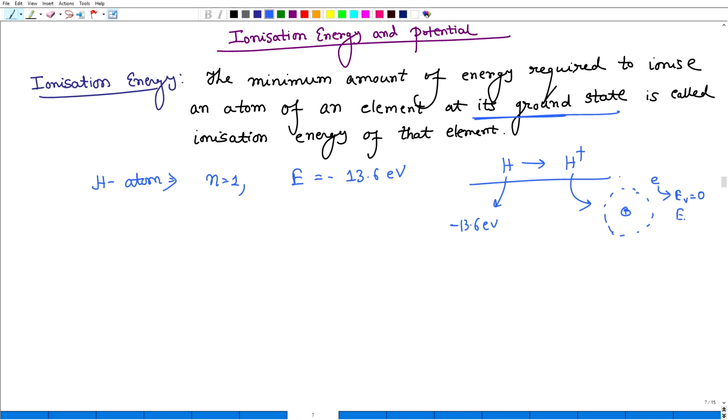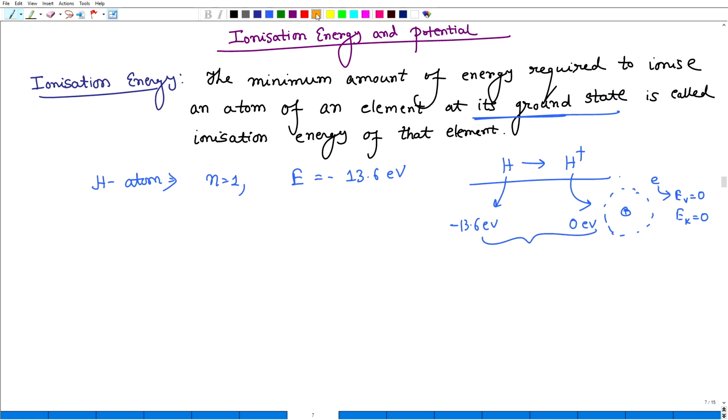Okay, so it should be out of the field of the nucleus. So in that case, just the electron is there. The electron does not have any kinetic energy, meaning any velocity, so that is also 0. So the total energy of the electron should be 0 here. That means in the ground state of the hydrogen atom, the total energy, that is potential energy plus kinetic energy, is minus 13.6 electron volt.